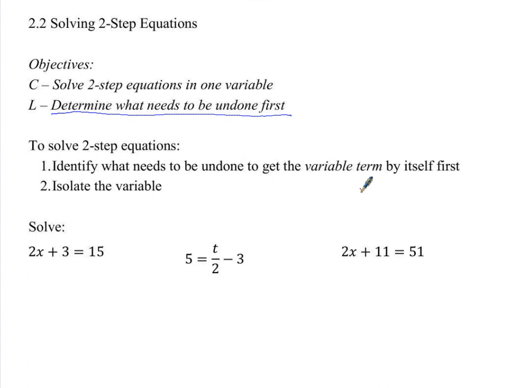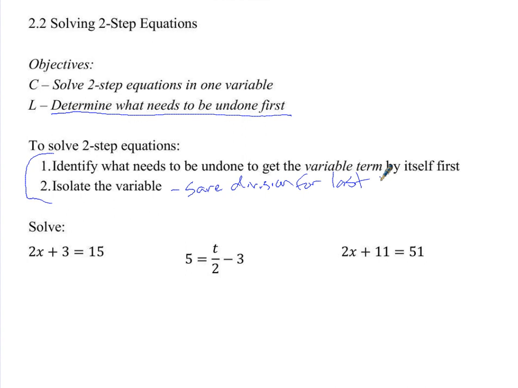Okay. To solve two-step equations, identify what needs to be undone to get the variable term by itself. By variable term, I mean the term that has the variable in it. Get that thing by itself first. And then you can isolate the variable. Usually what that means is, for number 2, isolate the variable, usually means save division for last. When you divide both sides by a number to get x completely by itself, that has to happen last.